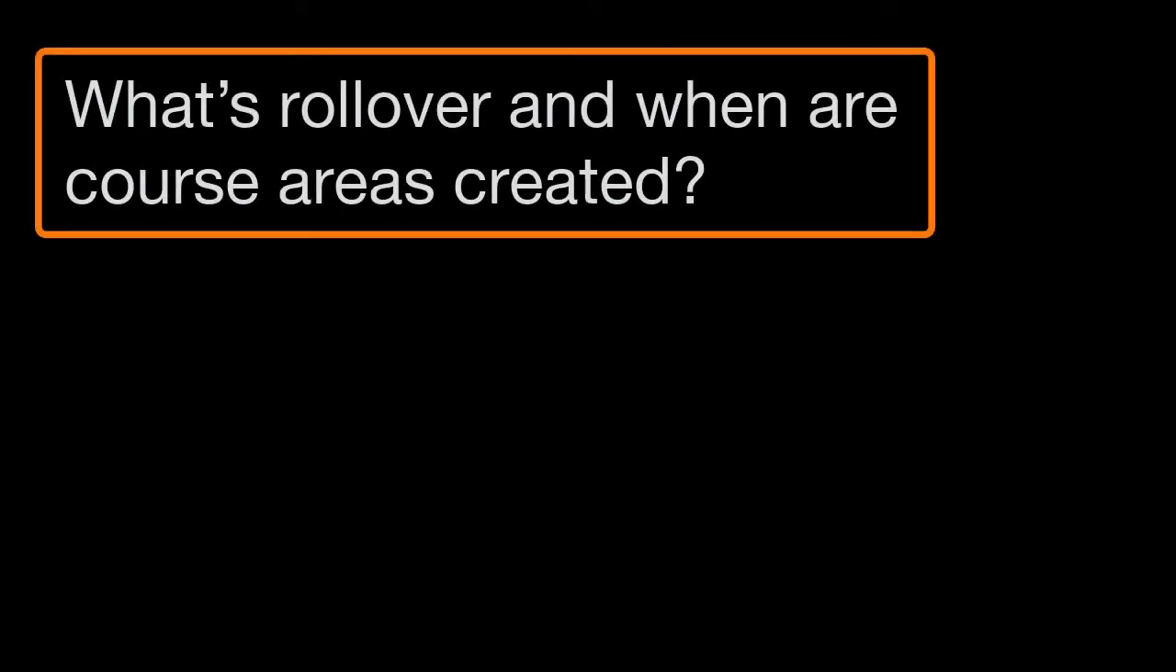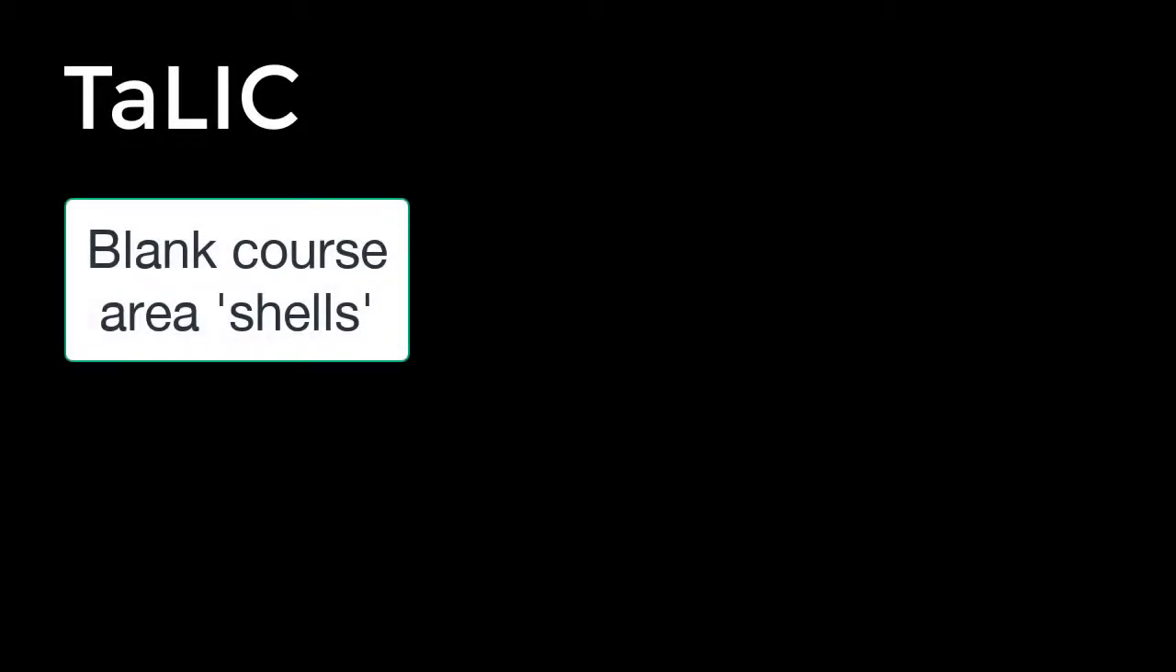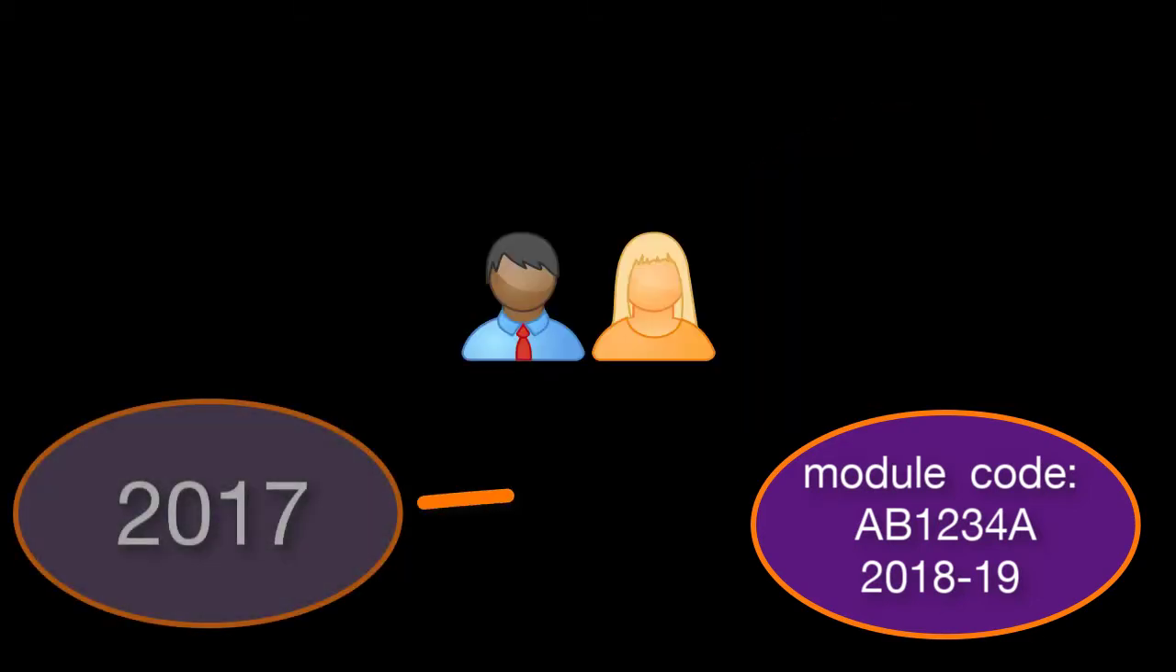What's rollover and when is a course area created? TALIT create blank course area shells each year in summer based on the information in the student record system Unit and following discussion with departments. Usually there's a course area per module and sometimes program level pages. Staff can then selectively import materials from last year and make suitable tweaks. This bulk process happens every year.